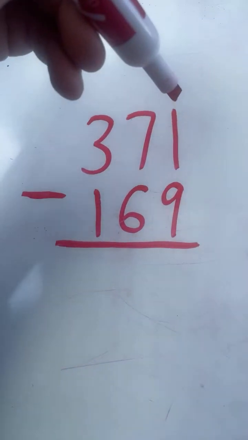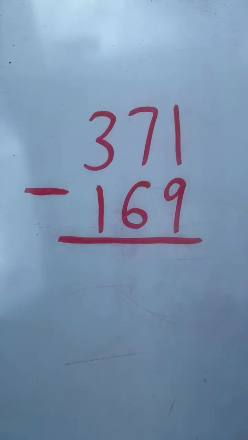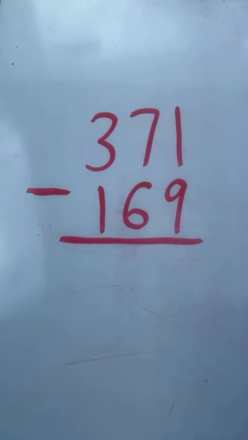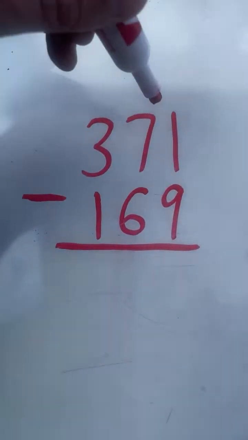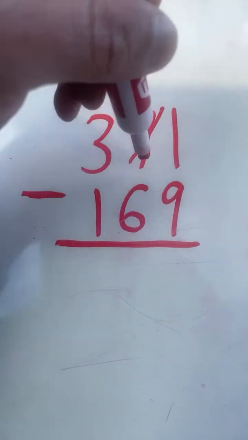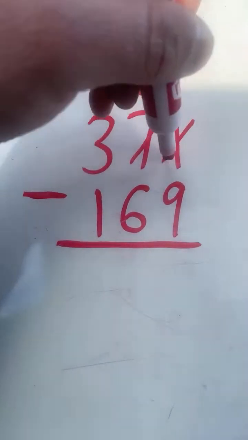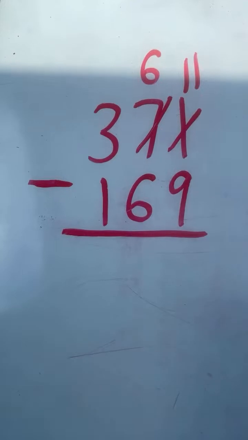You cannot start out with 1 and take away 9. So we're going to regroup, and we are going to be regrouping by taking a 10 from the tens place and adding a 10 to the ones place. So the 7 is going to become a 6, the 1 is going to become an 11.